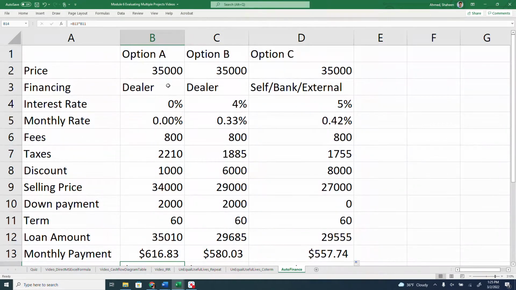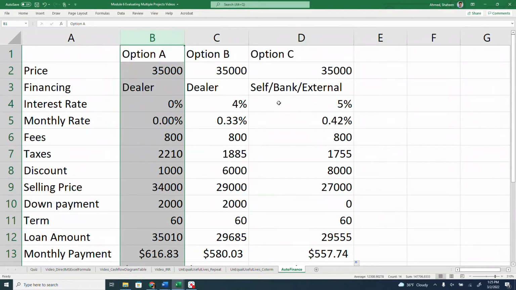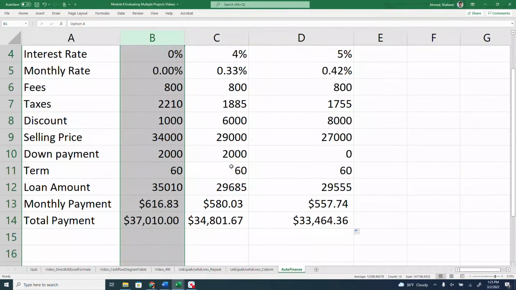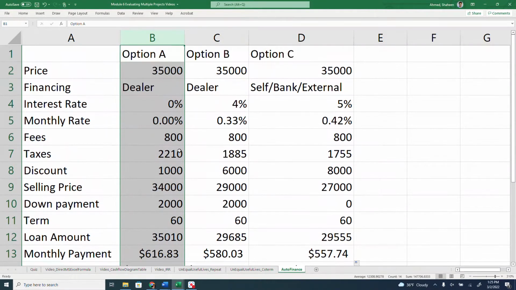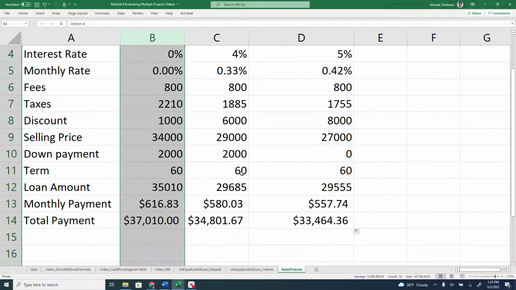But this 0% financing is supposed to be the best option. That's why they advertise it on TV. But if you do some calculations, you might find some interesting results.